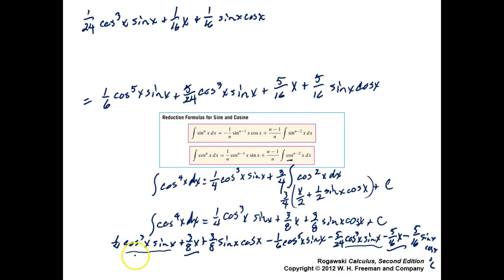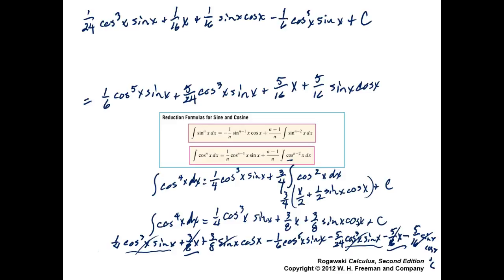Okay, so these are done. These are done. These are done. And all we've got left is a minus 1/6 cosine fifth x sine x and a plus C. Now, that's one way to express it. I sure hope they don't want us to factor out a greatest common something with the denominators. Let's see what they get as their answer.